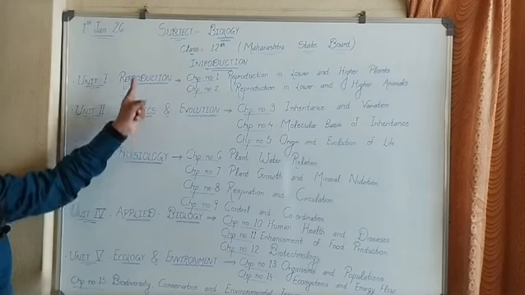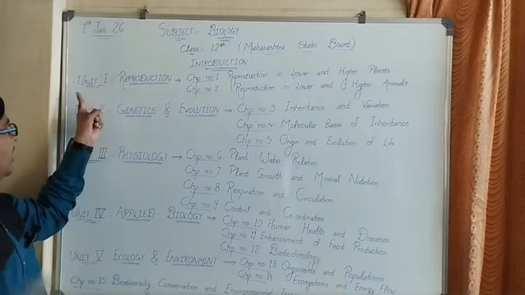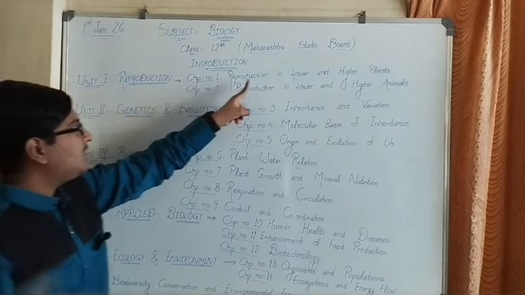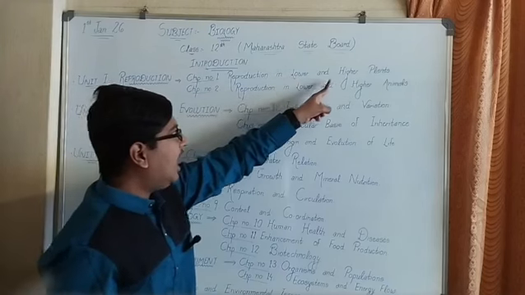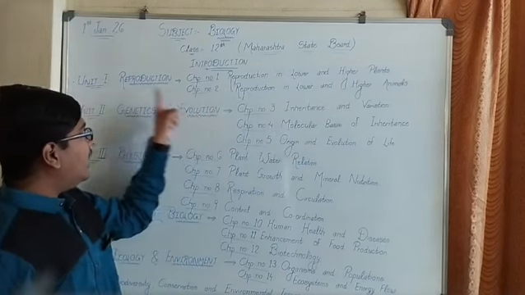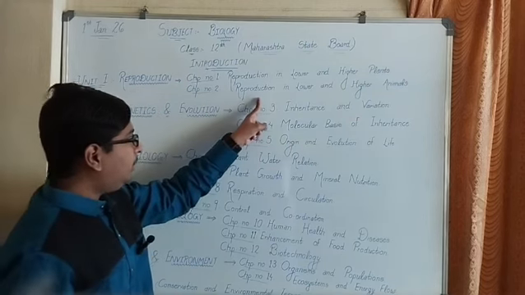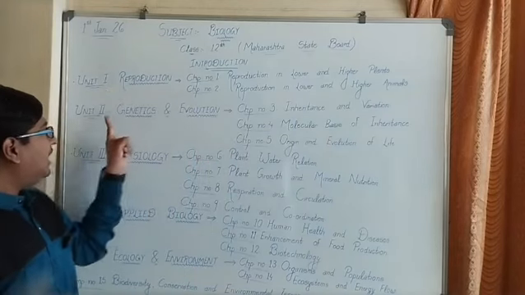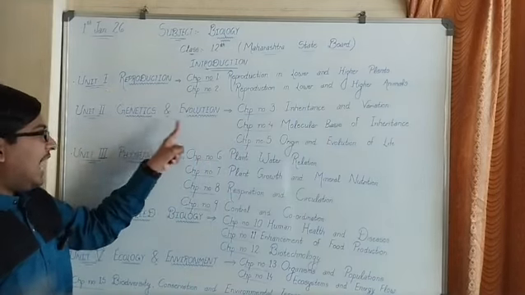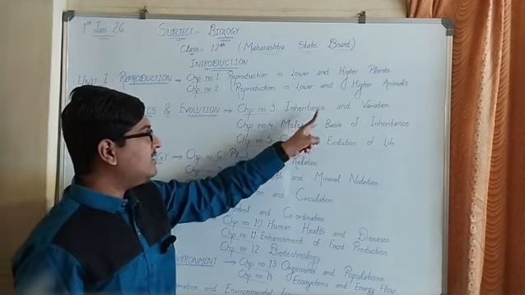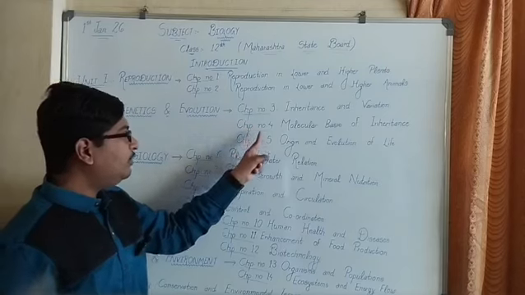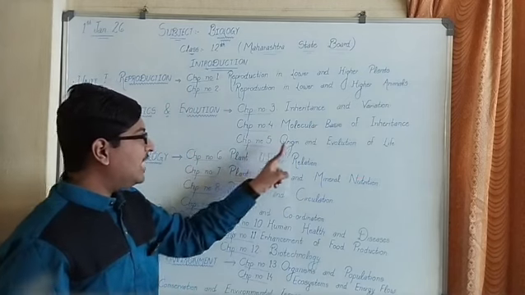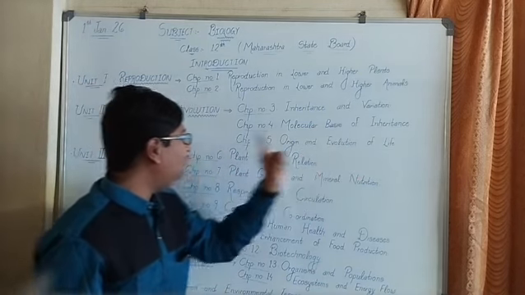Under each unit, we have certain chapters. So, under unit 1, reproduction, we have two chapters. Chapter number 1 is reproduction in lower and higher plants. Chapter number 2, under unit reproduction, is reproduction in lower and higher animals. Chapter number 3, under unit number 2, which is genetics and evolution, is inheritance and variation. Chapter number 4 is molecular basis of inheritance. Chapter number 5 is origin and evolution of life.